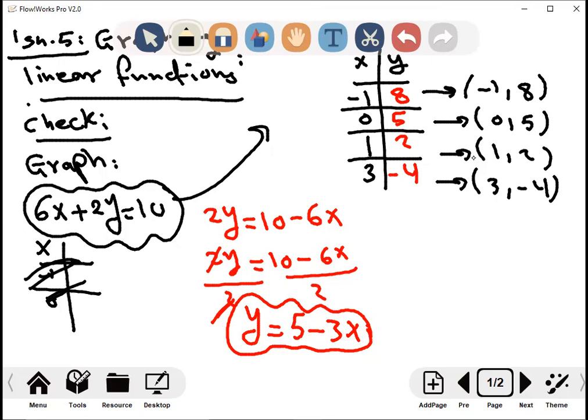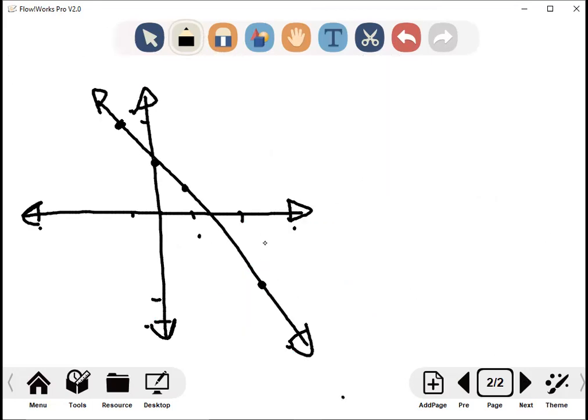Got it? Then we make ordered pairs. What we call these? Ordered pairs. Then we plot them. You know how to plot points? Then you make your line. It's easy. Steps. Done. Finished.